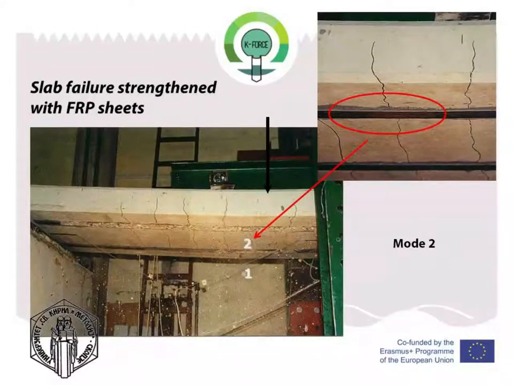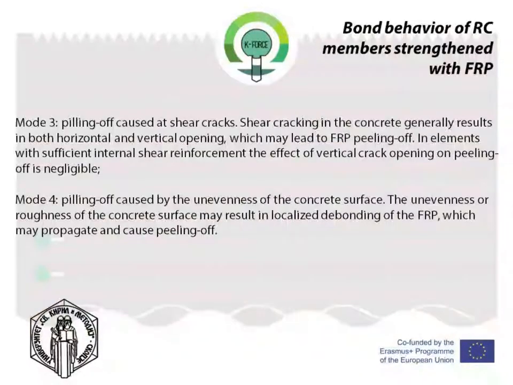Mode 2. Peeling off caused at flexural cracks. Flexural cracks in the concrete may propagate horizontally and thus cause peeling off of the FRP in the regions far from the anchorage. Mode 3. Peeling off caused at shear cracks.